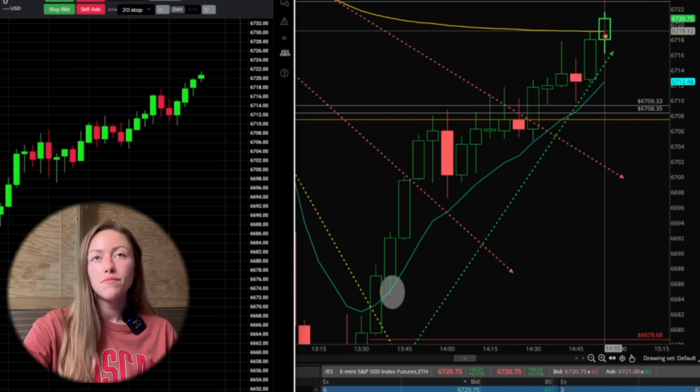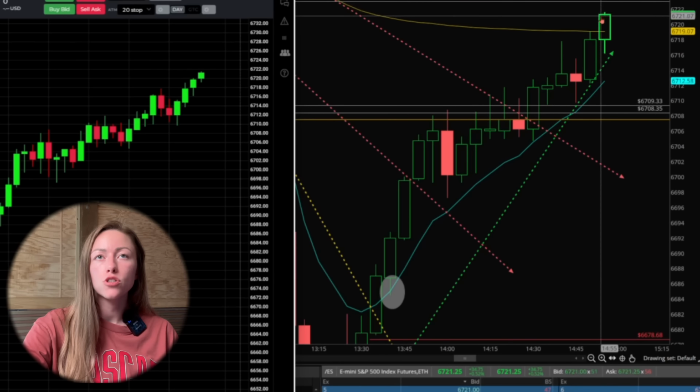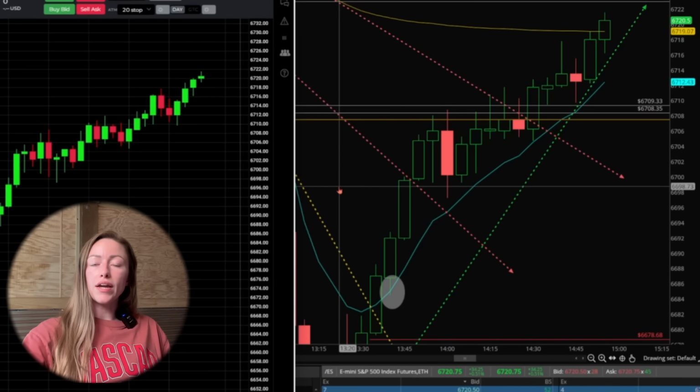However, if we reclaim VWAP, I'm not going to be too interested in shorts. So the most ideal situation is we get some heavy selling pressure stepping up really soon over the next couple of minutes. But you guys see how far we're getting from the 9?